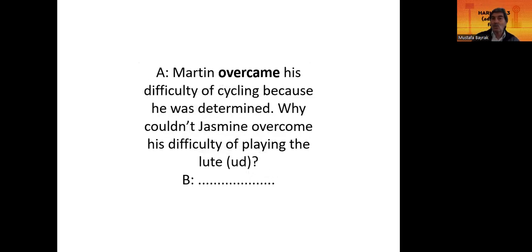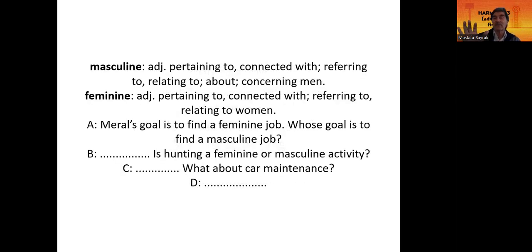Okay, Martin overcame his difficulty of cycling because he was determined. Why couldn't Jasmine overcome his difficulty of playing the lute? Yes, just make a sentence. It's important to be able to use overcome, overcame, etc. Jasmine couldn't overcome his difficulty of playing the flute because he wasn't resilient enough. He wasn't persistent enough. She wasn't, sorry.